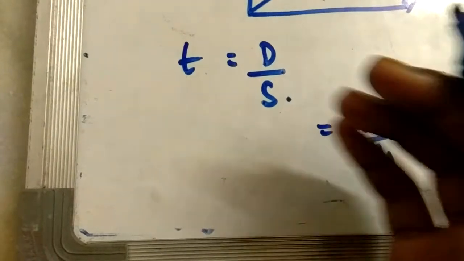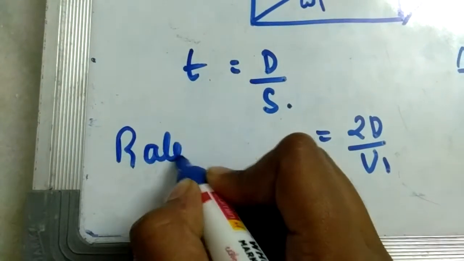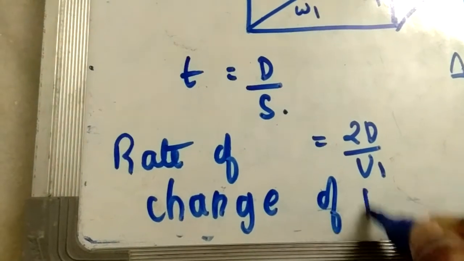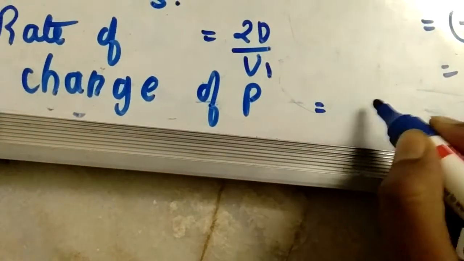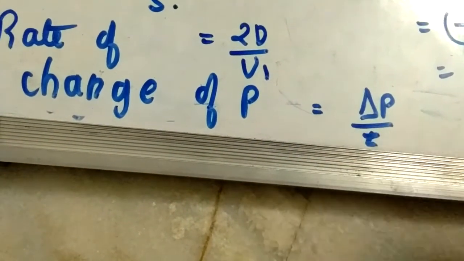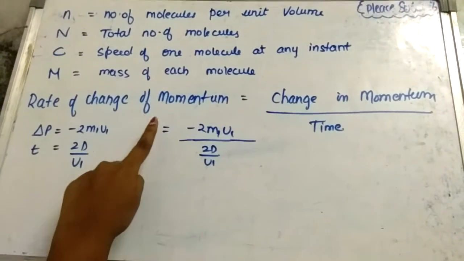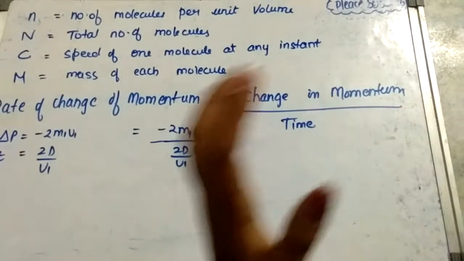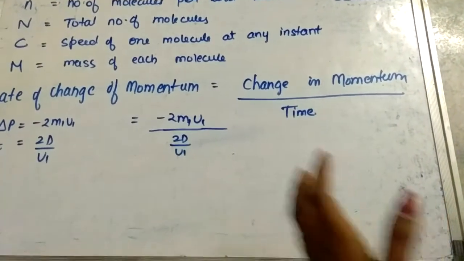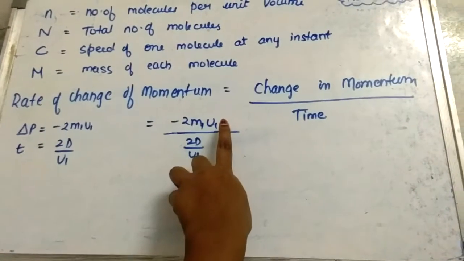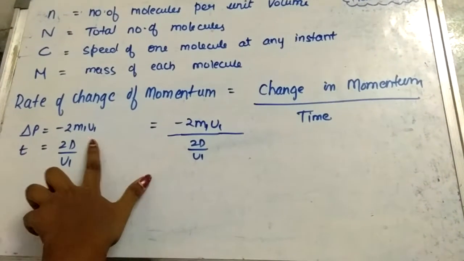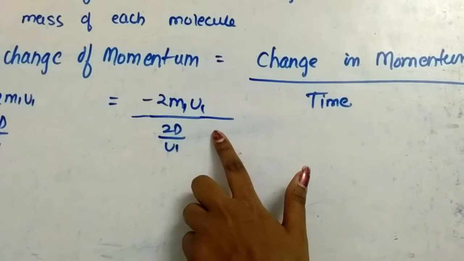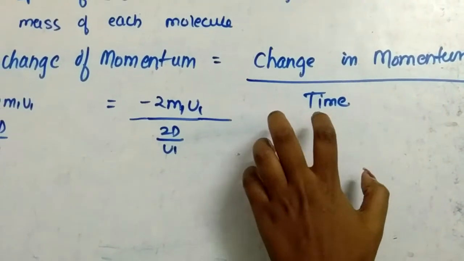So you can easily find the rate of change of momentum. That's what you actually need. How to find the rate of change of momentum? Delta p by delta t. The rate of change of momentum is equal to the change in momentum divided by time. The change in momentum is final momentum minus initial momentum, which we did before and got this answer. Now the change in time is 2d divided by u1, and this is the answer we got. Once we simplify this, we'll get another answer which will be equal to the total force.